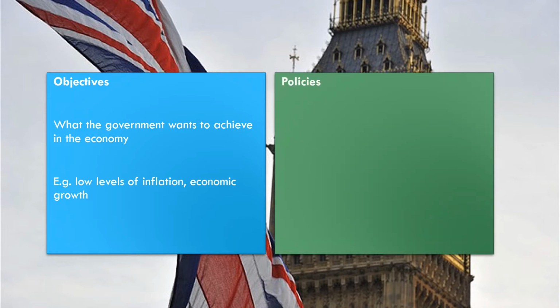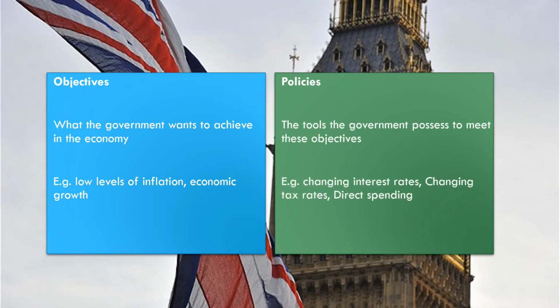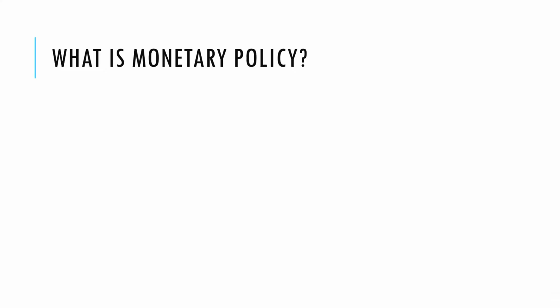Now we're going to turn our attention towards policies. What are the things that the government can control in order to try and meet these objectives? Today we're going to focus in particular on monetary policy and interest rates. So let's start off with looking at what is monetary policy.